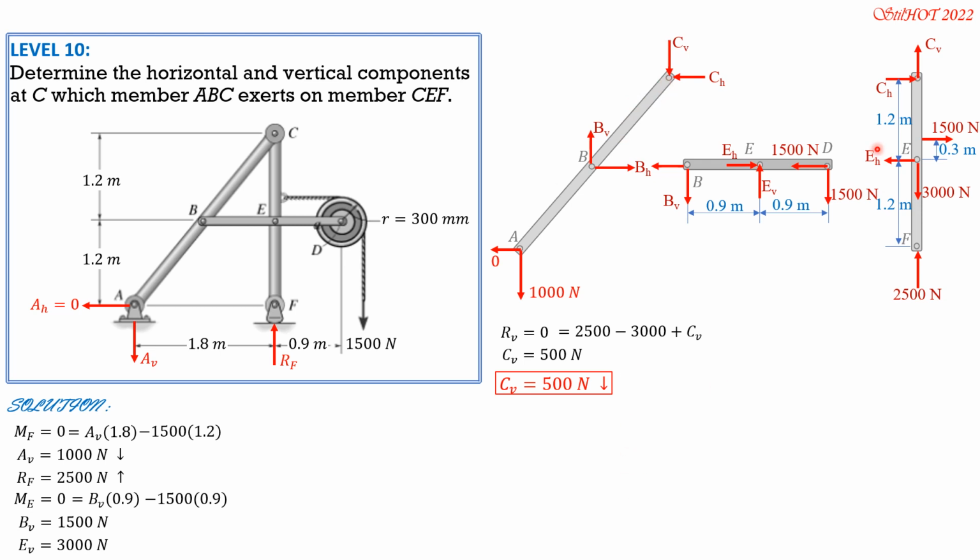Then for CH, we set moment at E equal to 0, clockwise positive, so 0 equals CH times 1.2 plus 1,500 times 0.3. So that means CH is equal to negative 375 newtons. Because CH is negative 375 and in this member ABC here it is leftward, the correct direction of CH as it acts on member ABC is rightward. So the answer is CH is 375 newtons rightward. So that's it for this part.